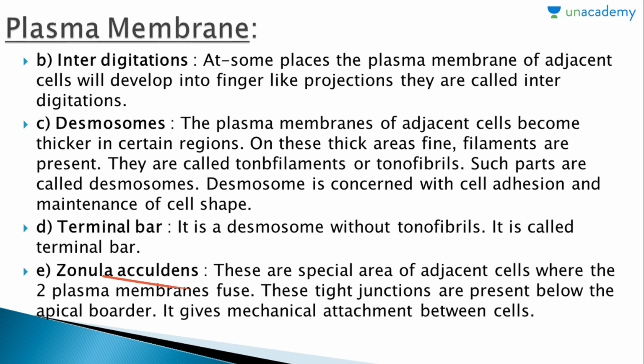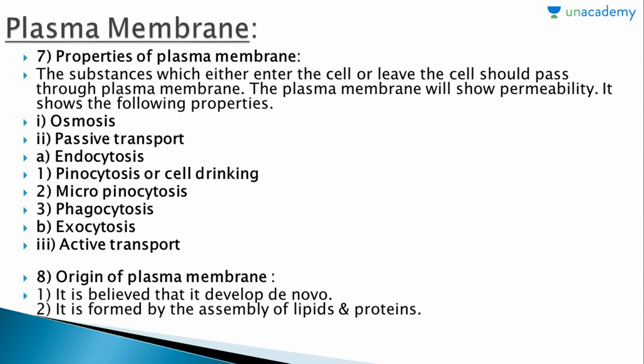Zona occludens. So these are the special areas of adjacent cells where the two plasma membranes fuse. Okay, so these tight junctions are present below the apical border. It gives a mechanical attachment between cells. Okay, lastly we have the properties of plasma membrane. The substances which either enter the cell or leave the cell should pass through the plasma membrane. Okay, the plasma membrane will show permeability. It is selectively permeable.